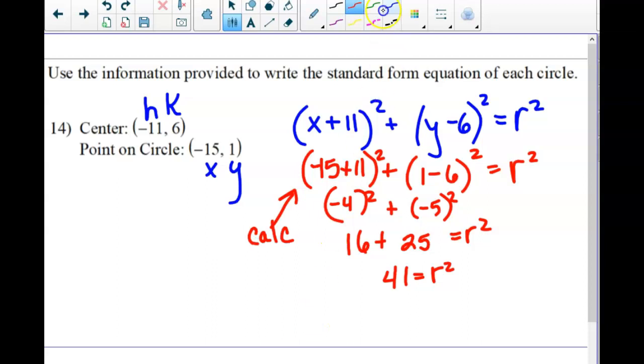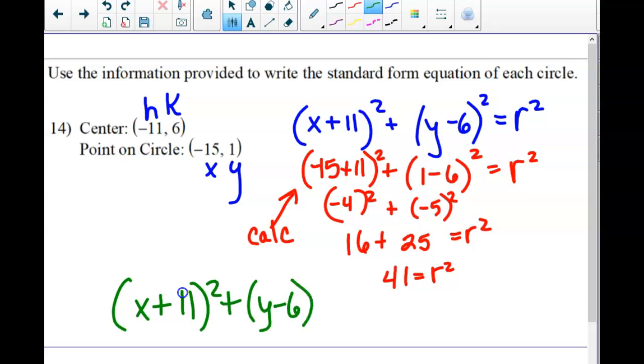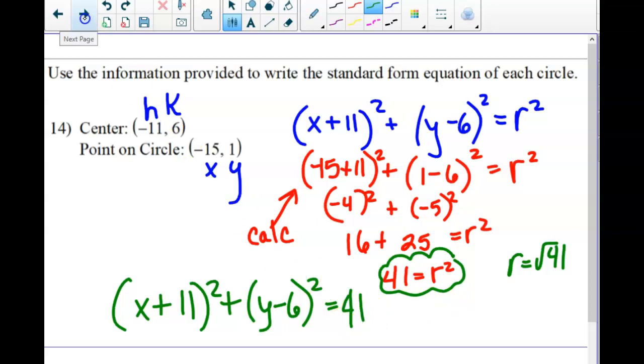Everybody good? So final answer, somebody read me the equation. X plus 11. Careful. This was already R squared. That's where we have some trouble. Students think they need to square it or square root it. If it asked for R, you'd get square root of 41, but when you go to plug it back in, R squared is just 41. Everybody okay? Nobody's going to make any silly mistakes there. It's not silly. It's easy to do.